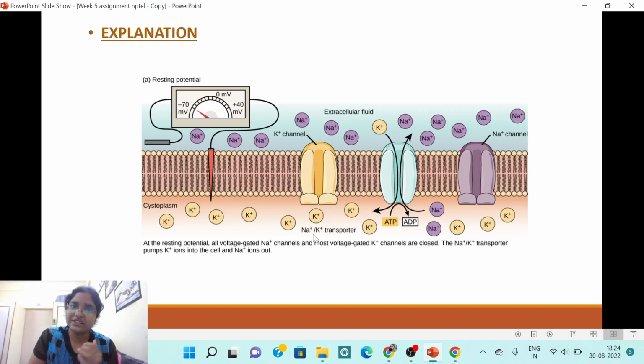So what happens is that at the resting potential, everything is at rest. There are voltage gated channels, that are voltage gated sodium channels and voltage gated potassium channels, as well as the ATPase pump. All of these are at rest in the resting potential, and at the resting potential the cells are at a potential of minus 70 millivolts, right? And the Na plus K plus transporter pumps K plus ions into the cell and Na plus ions out. This is the function of the Na plus K plus transporter present here, and the ATPase pump, we'll discuss that later. So the simple question was, which ions are involved in the resting potential? That is Na plus and K plus. Okay, we'll move on to the next question.